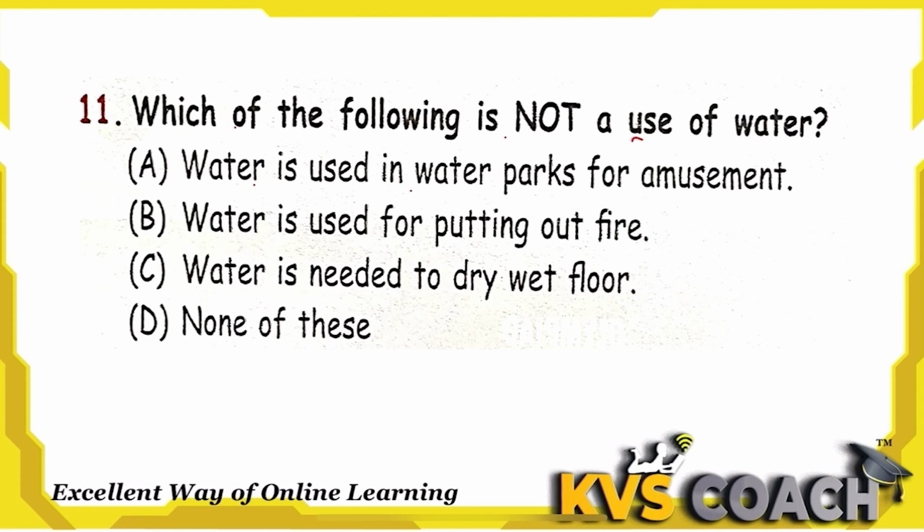Question 11 is which of the following is not a use of water? A, water is used in water park for amusement. Yes, this is right. Water is used for putting out fire. This is also right. Water is needed to dry wet floor. No, water will make the floor more wet, not dry. So option C is not a use of water. Option D, none of these. No, this is also wrong. So option C is the not use of water.